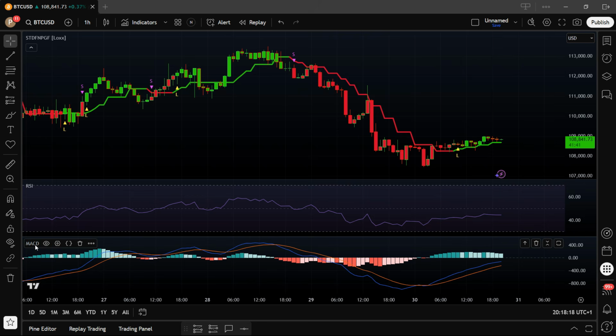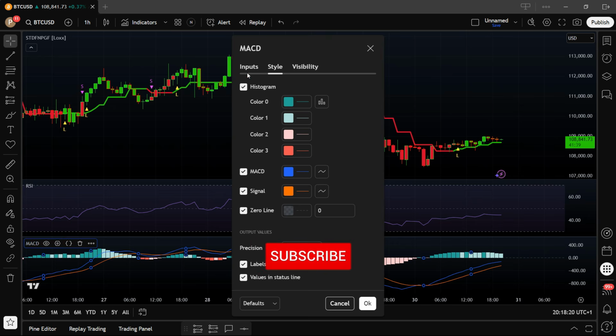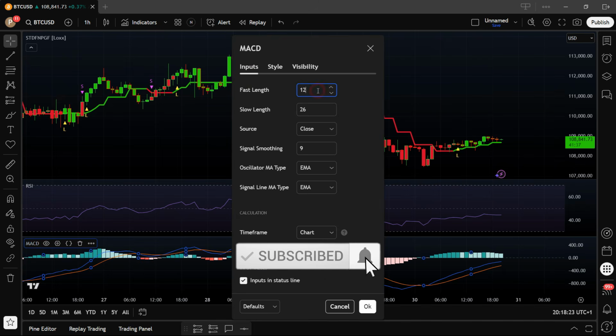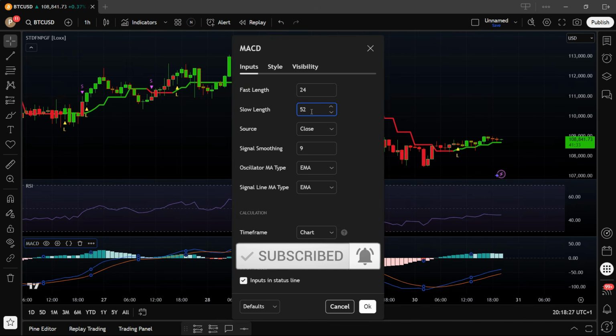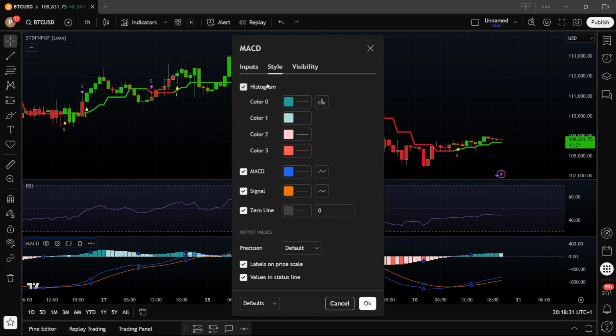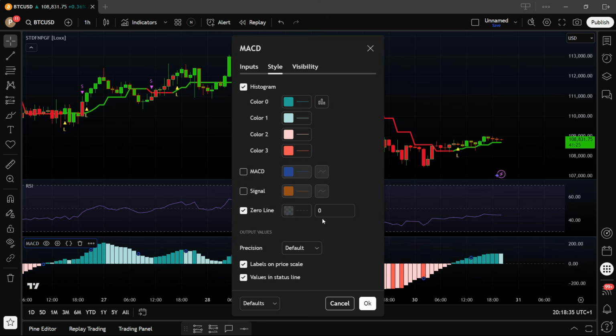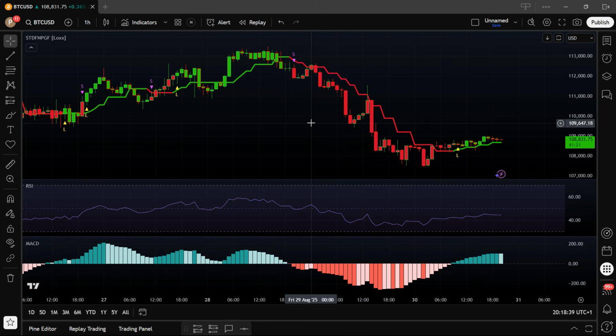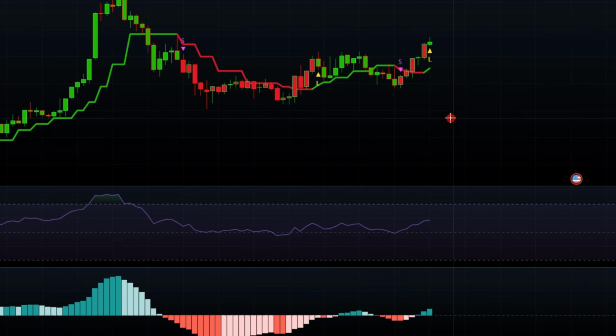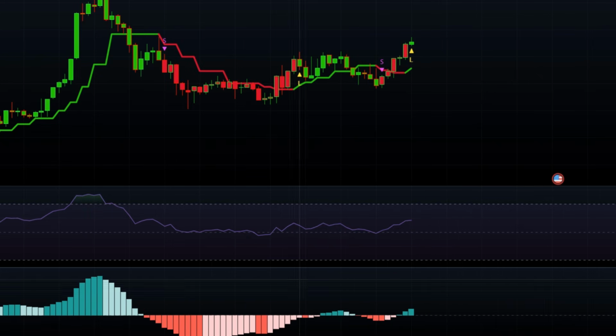Next, let's set up the MACD. Open its settings. Under Inputs, we're going to change the fast length to 24 and the slow length to 52. Keep the signal smoothing at 9. Now, for the most important part, go to the Style tab. We want a clean visual, so we're going to hide the MACD line and the signal line. We only need the histogram to be visible. This way, a green histogram confirms bullish momentum, and a red histogram confirms bearish momentum. Perfect. Our chart is now fully set up.